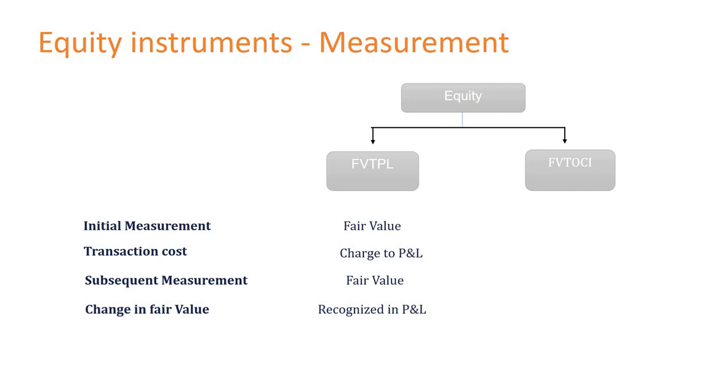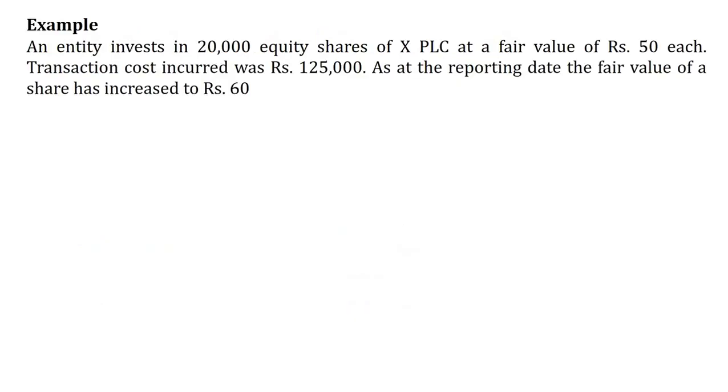So initial measurement is fair value. Remember the new thing: transaction cost you need to charge to the P&L. Then subsequent measurement is at the fair value, and the change in the fair value you should recognize in the P&L. Okay, shall we look at this example? Now it's easy for you to understand. An entity invests in 20,000 equity shares of XPLC at fair value of 50 each. Transaction cost incurred was 125,000. As at reporting date, the fair value of shares has increased to 60.